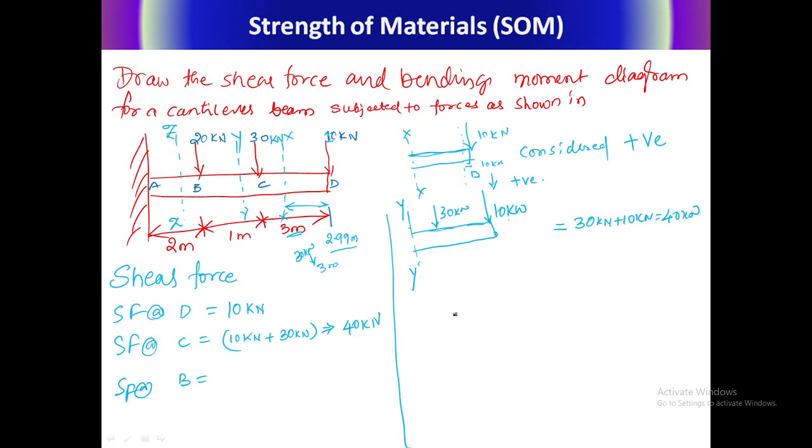How much are you going to get? 60, sir. Okay, now we already have 40 kilonewton, plus 20 kilonewton. This is 60 kilonewton, right? Next, shear force at A remains constant, 60 kilonewton, right? Next, bending moment calculations.